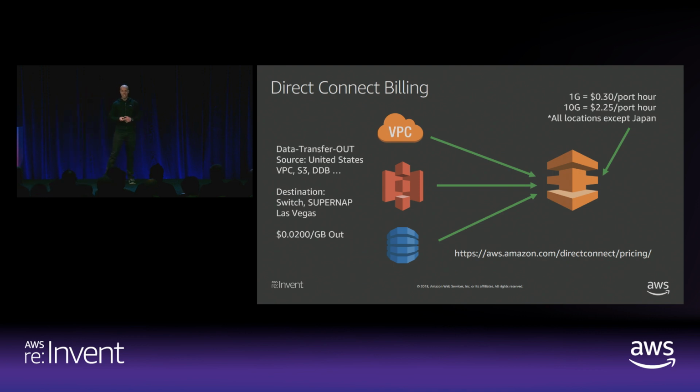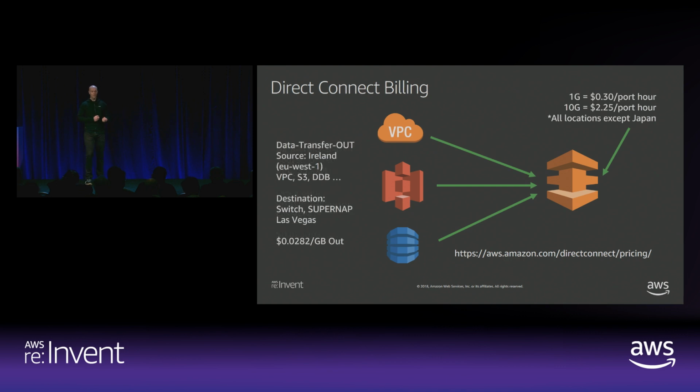For example, if you are requesting data from an EC2 instance in a VPC over a private VIF, or you are requesting an object from an S3 bucket over a public VIF in the United States, and your request is coming over a Direct Connect in Las Vegas, you will be charged 2 cents per gigabyte out, regardless of the service type, S3, EC2, DynamoDB, and so on. If you're requesting data across the same Direct Connect in Las Vegas, but this time the source is in Ireland, eu-west-1, then you'll be charged by the gigabyte out for that individual site's pricing.